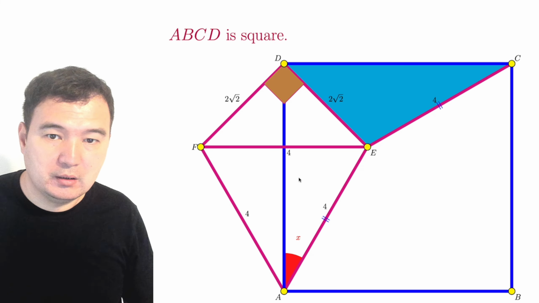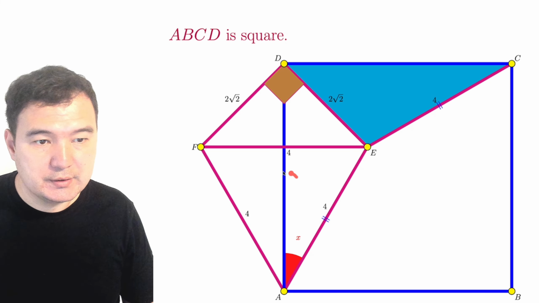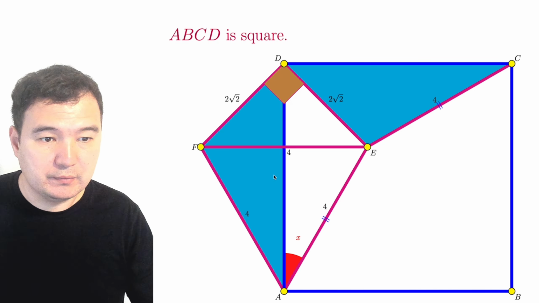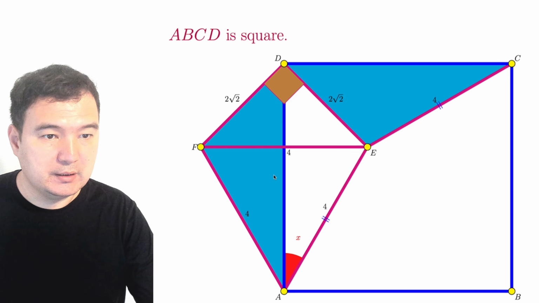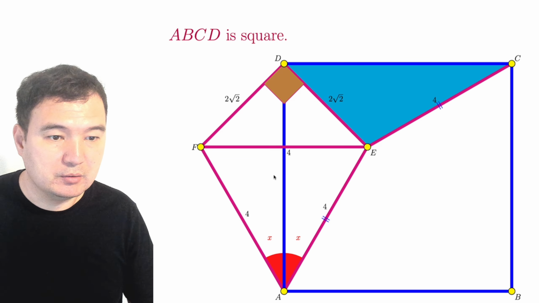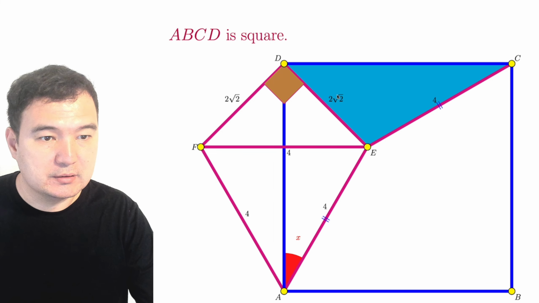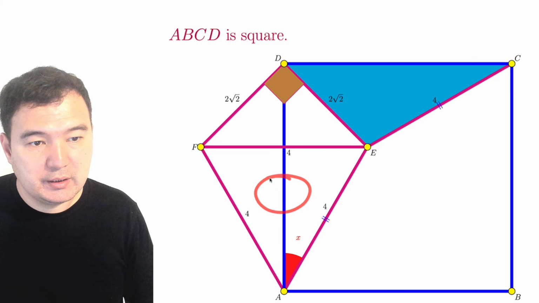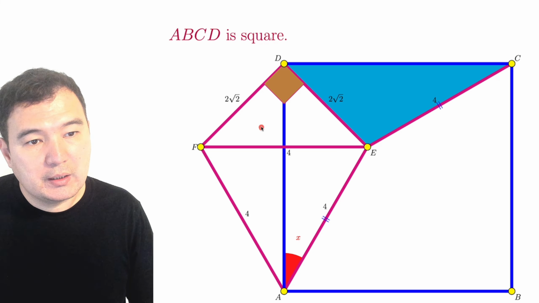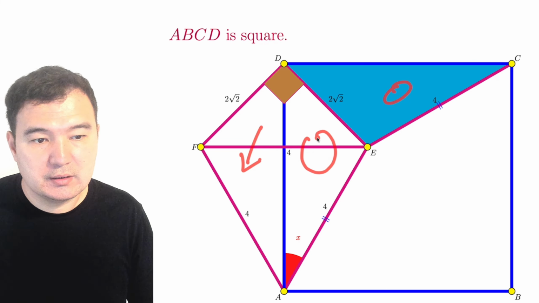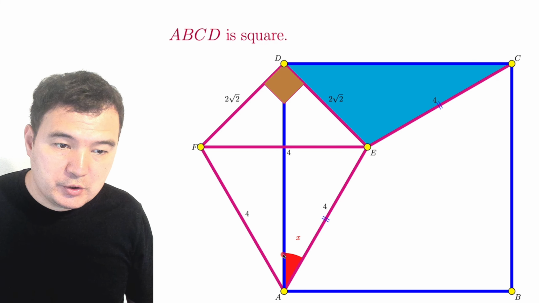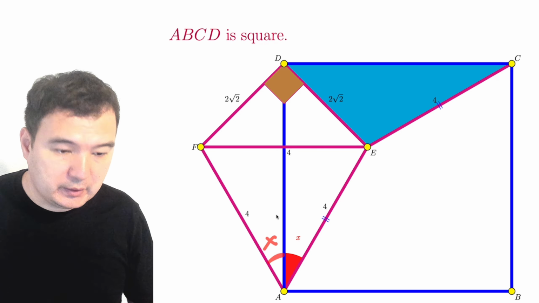Now, in this picture, we can notice that this is an equilateral triangle, all sides 4. So we have these 3 equal angles. So we have an equilateral triangle over here. And if you look at this triangle, this one is a copy of this one, and these two are symmetric. Which means this part is also x.